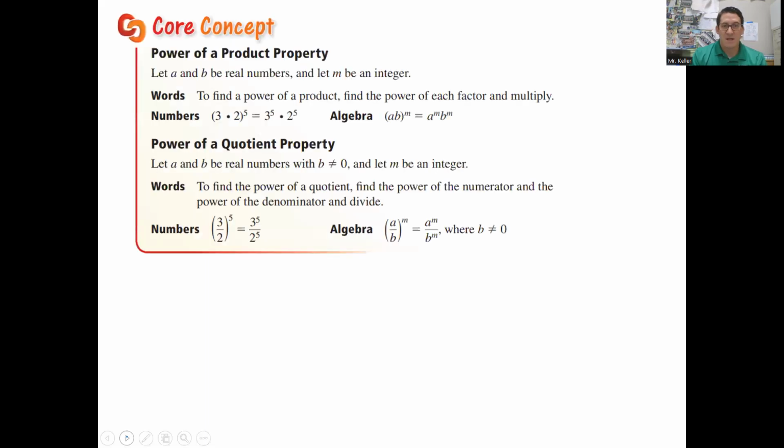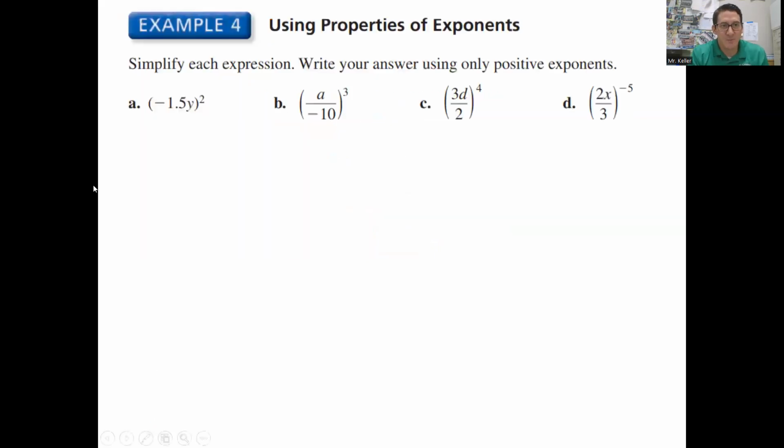And then our last bit here. So the power of a product. If you have a product and you're taking the power of a product, this exponent goes to each base in the parentheses. So 3 times 2 to the 5th is the same thing as 3 to the 5th times 2 to the 5th. Same thing if it's a quotient. 3 over 2 to the 5th is the same thing as 3 to the 5th over 2 to the 5th. The exponent gets distributed to each base in the parentheses.